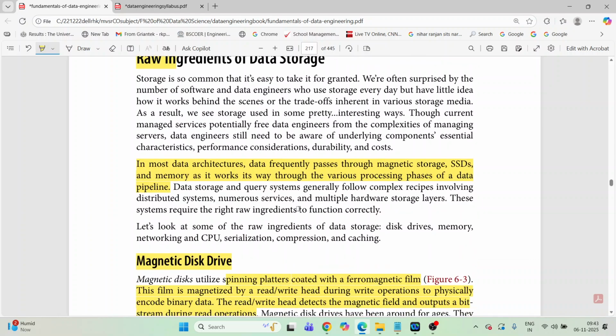Okay, so in any data architecture, data passes through magnetic storage, SSDs, and memory, because it will be working its way through various processing phases of a data pipeline. What are the processing phases of a data pipeline? That can be ingestion, transformation, serving, etc.